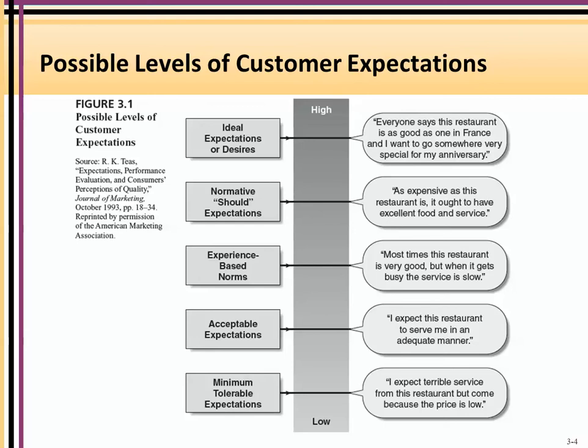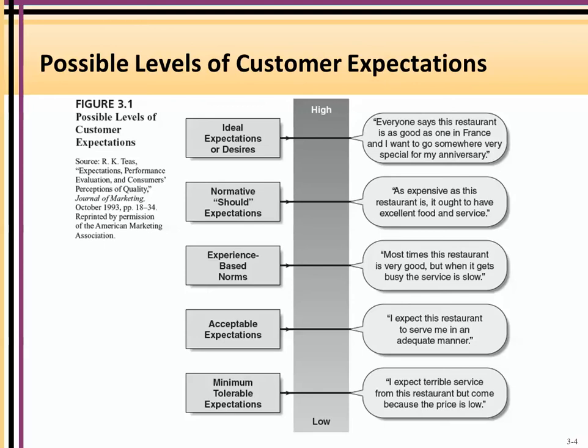Obviously, we would all love the ideal, to meet our ideal when we receive services. We want our desires fulfilled. For example, a high level of service and an ideal expectation would be something akin to this: everyone says this restaurant is as good as the one in France, and I want to go somewhere very special. That would be an ideal expectation of service quality.